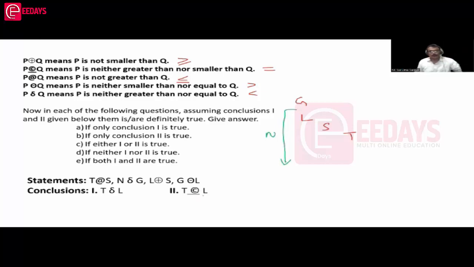Next, T equal to L. See, if T is less than L, T equal to L. Suppose you choose these two: T is less than or equal to L or not. That means either the first one is valid or the second one is valid. So what is the answer? Either 1 or 2 is valid.